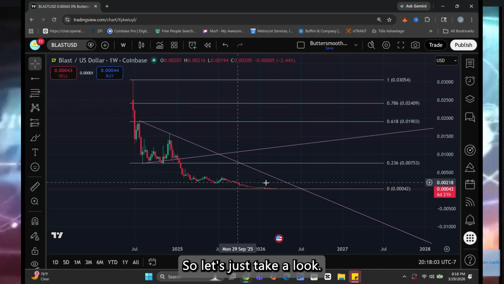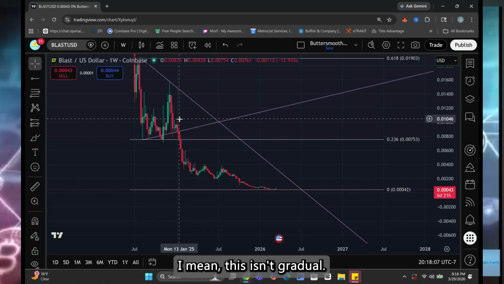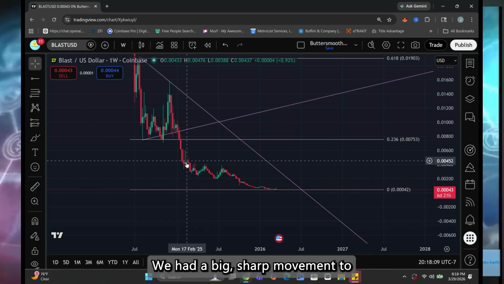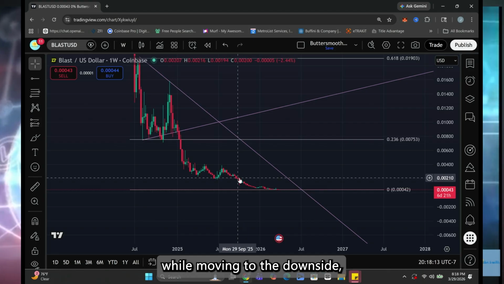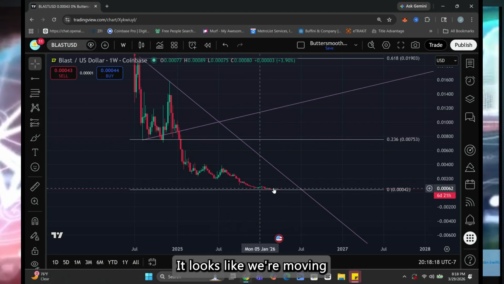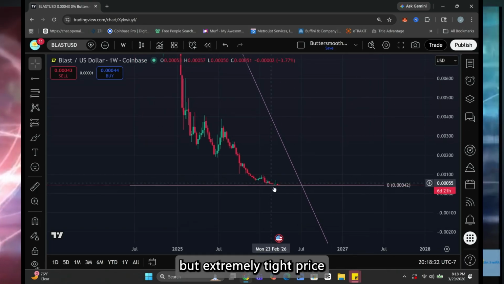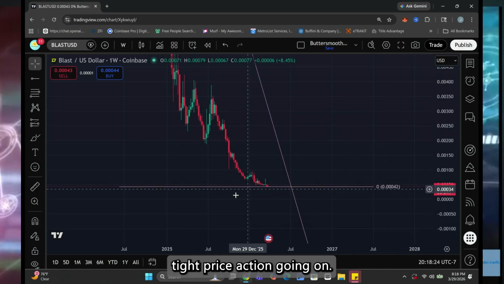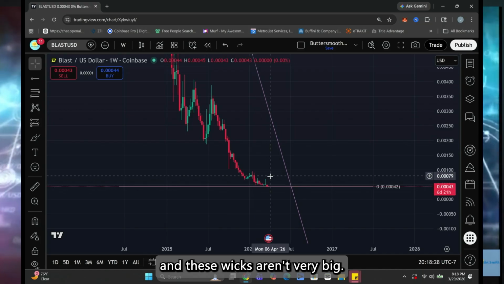So let's just take a look. I mean, we've just been moving sideways. We've just gradually, I mean, this isn't gradual. We had a big sharp movement to the downside. Then we gradually grinded sideways while moving to the downside, then just steadily moving to the downside. Looks like we're moving sideways currently, but extremely tight price action going on. These candle bodies aren't very big and these wicks aren't very big.